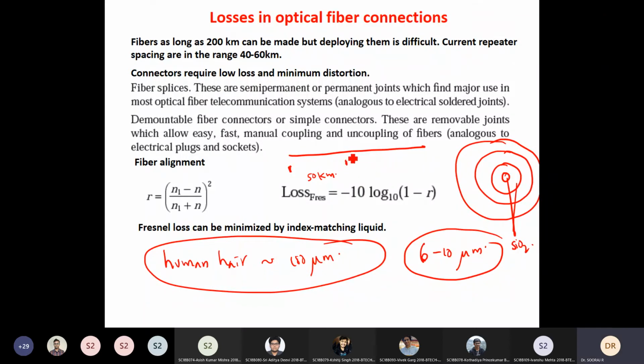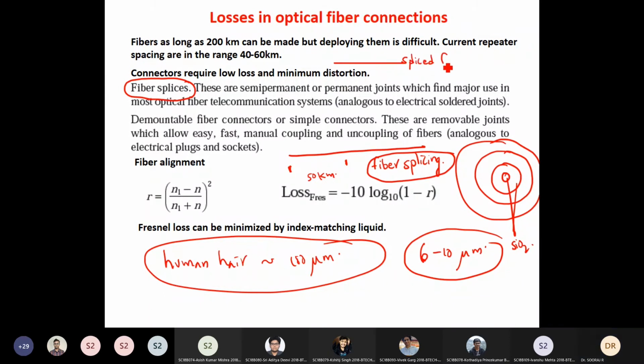When you physically join two optical fibers, you call it fiber splicing. Splicing is when you mechanically join two optical fibers. The process is called fiber splicing, and if you join two optical fibers, you call it a fiber splice, or you say spliced fibers.